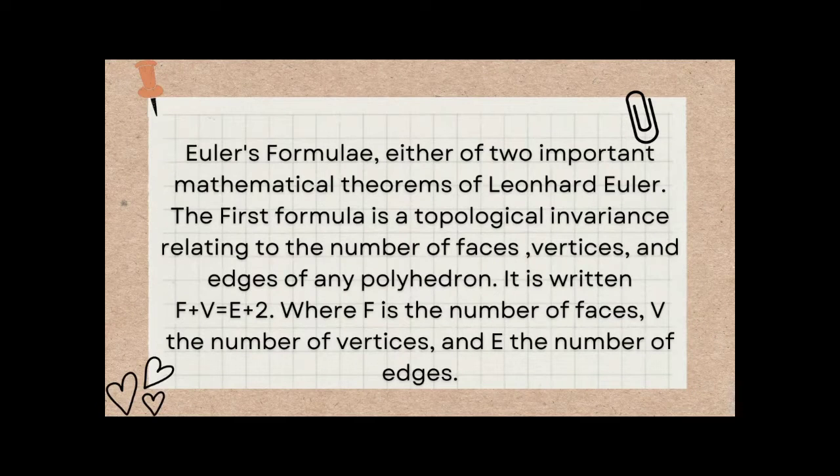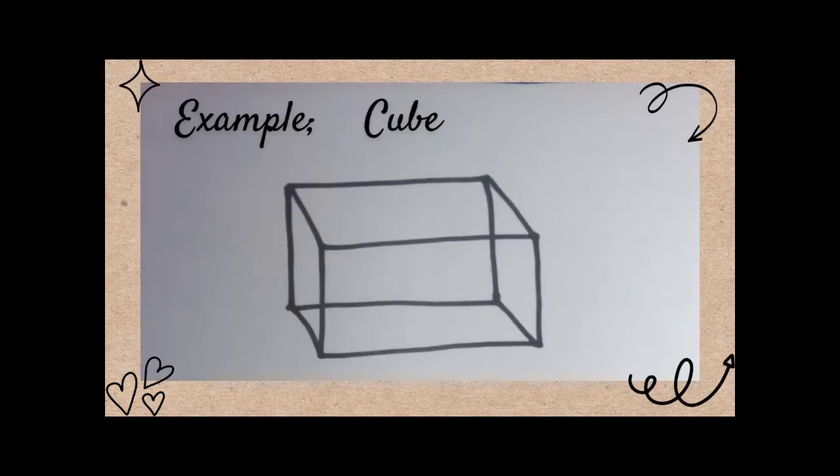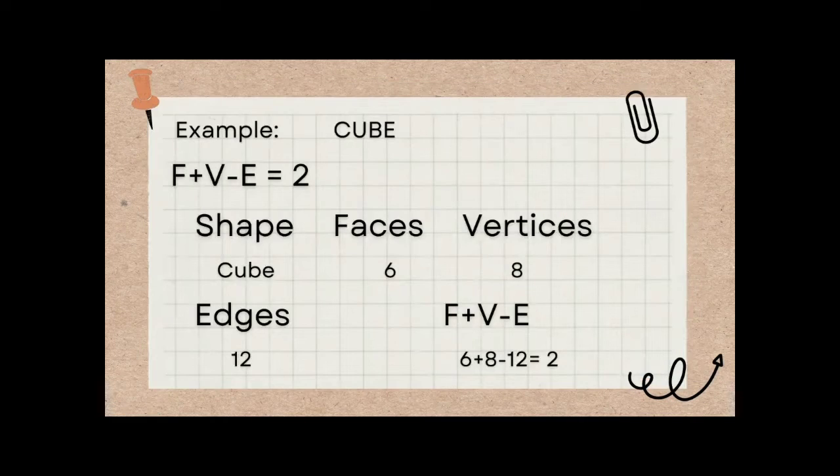Euler's formulae are either of two important mathematical theorems of Leonhard Euler. The first formula is a topological invariance relating the number of faces, vertices, and edges of any polyhedron. It is written f plus v equals e plus 2, where f is the number of faces, v the number of vertices, and e the number of edges. Example: a cube. A cube has 6 faces, 8 vertices, and 12 edges. So 6 plus 8 minus 12 is equal to 2.